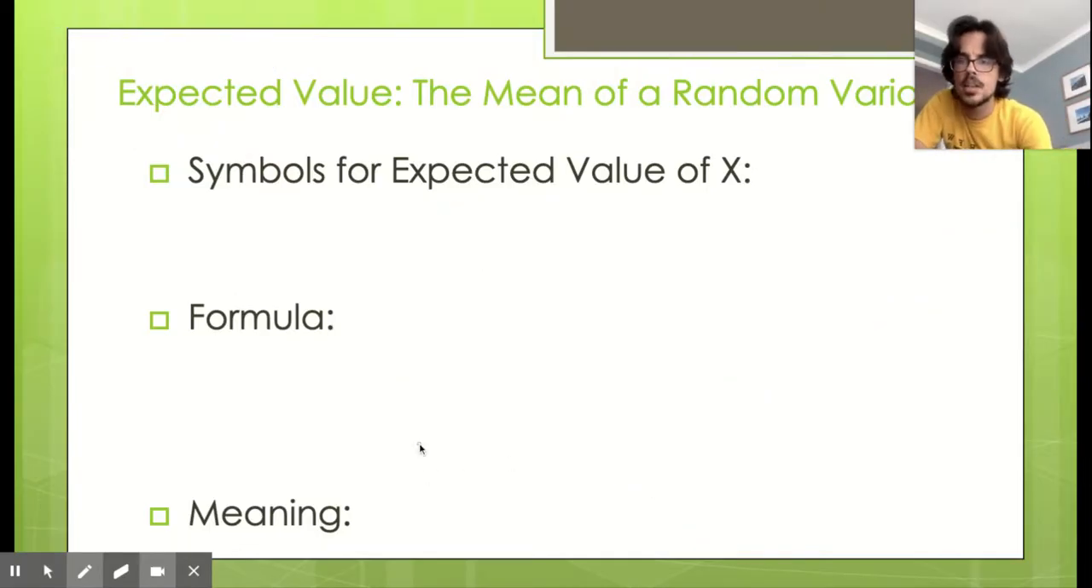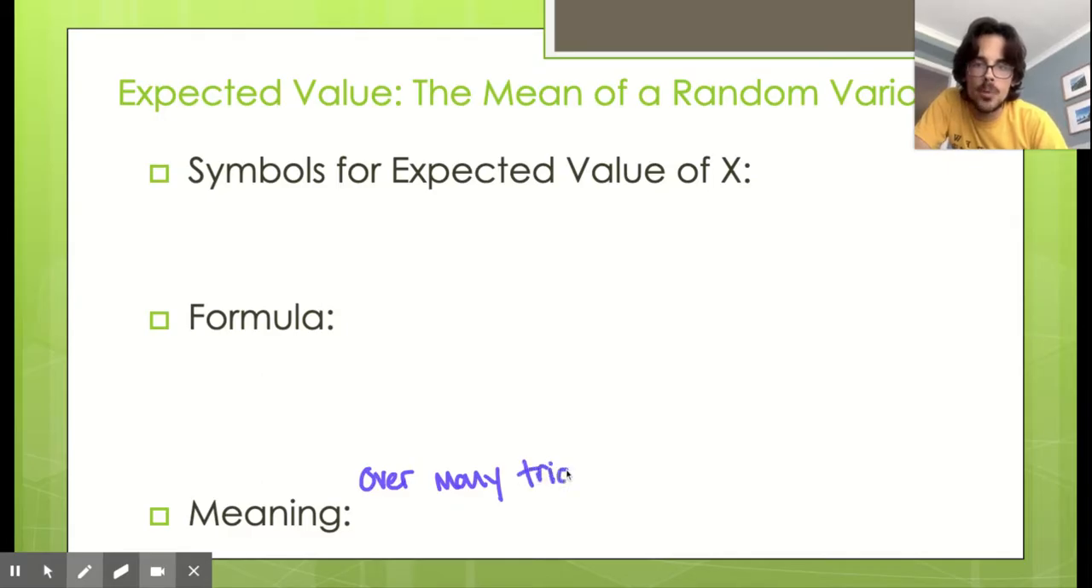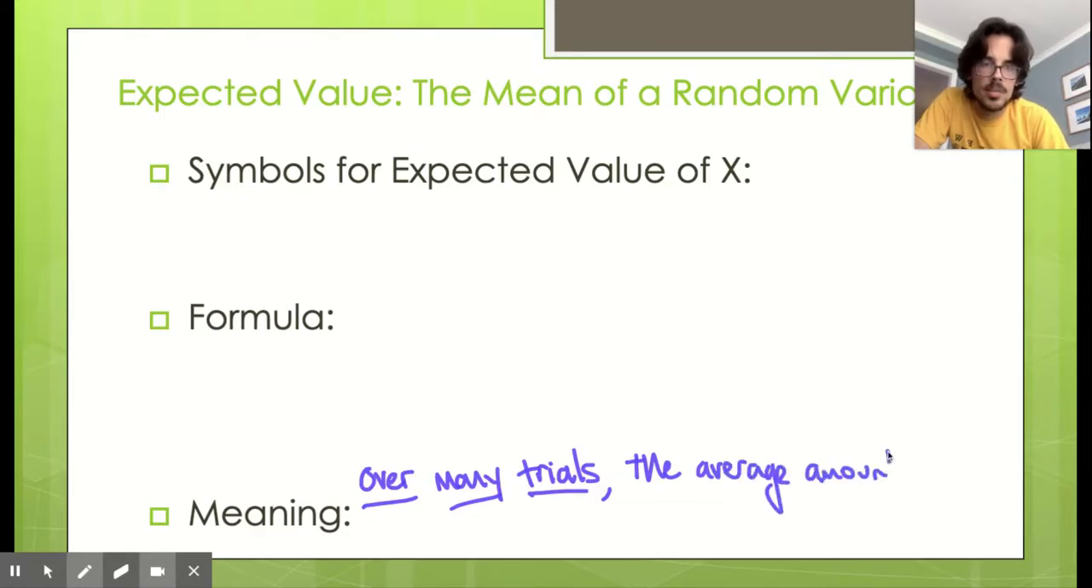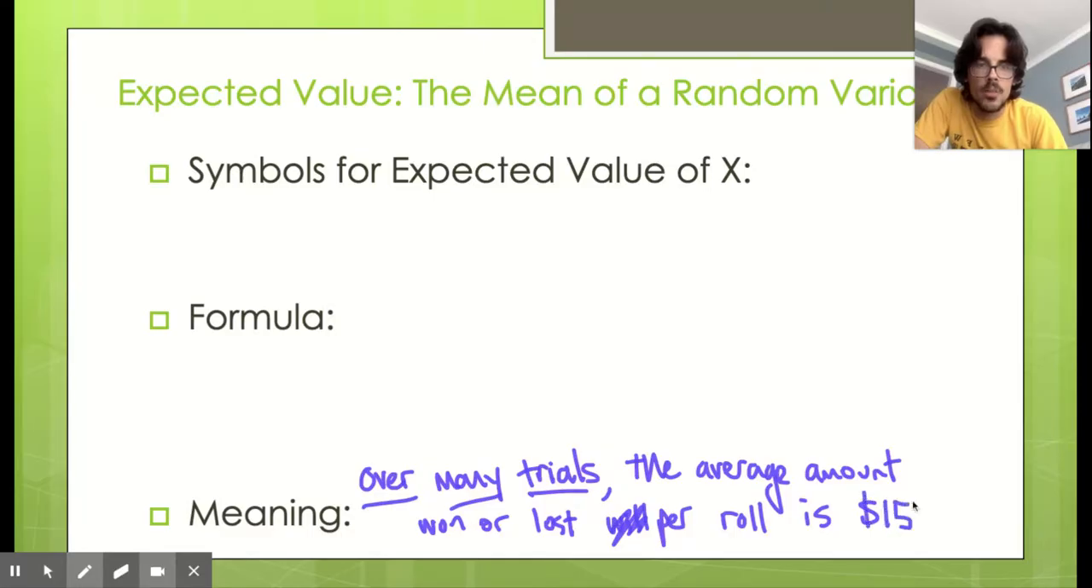So, what does expected value mean? Over many trials, and this is the part that people forget to mention, so underline that, emphasize it in your notes. Over many trials, the average amount won or lost per roll is $150.